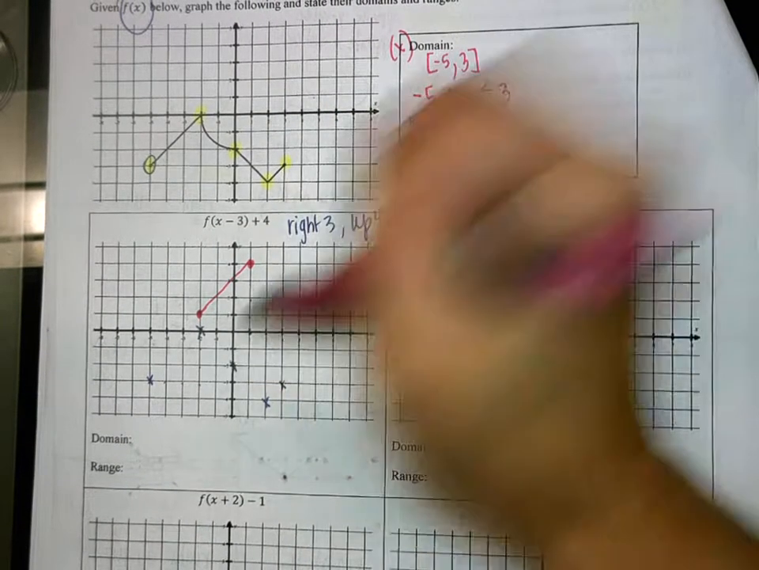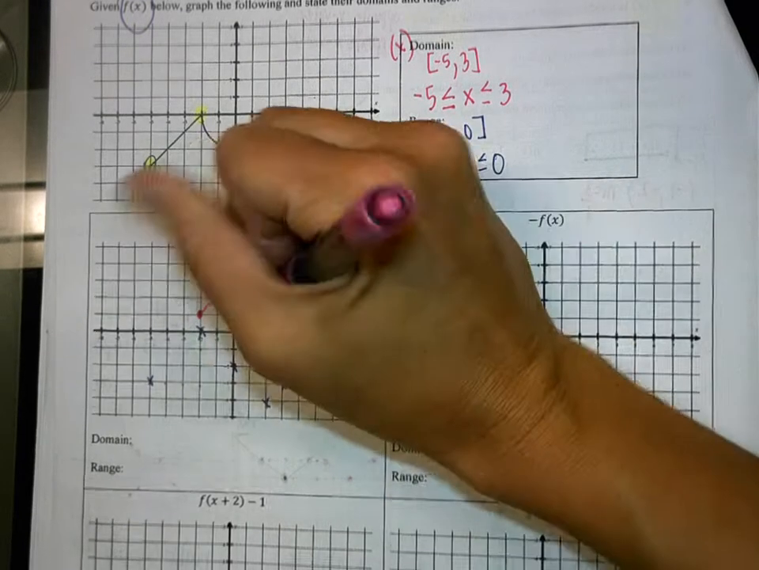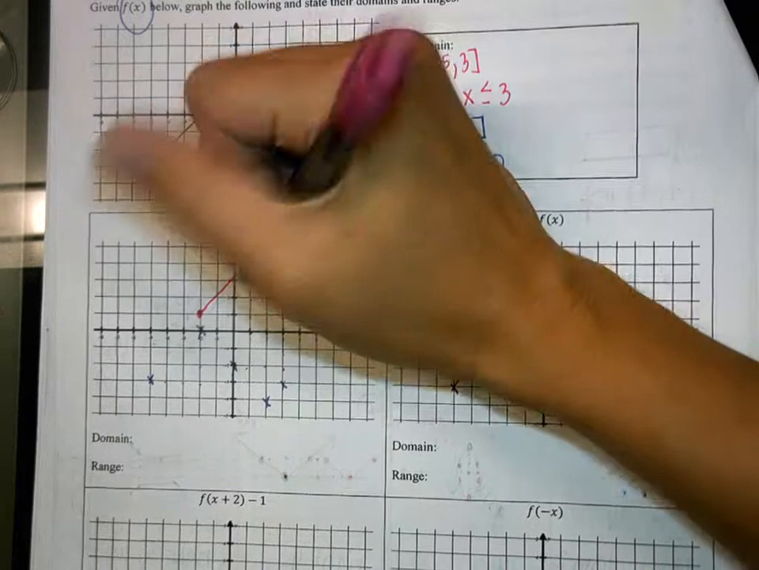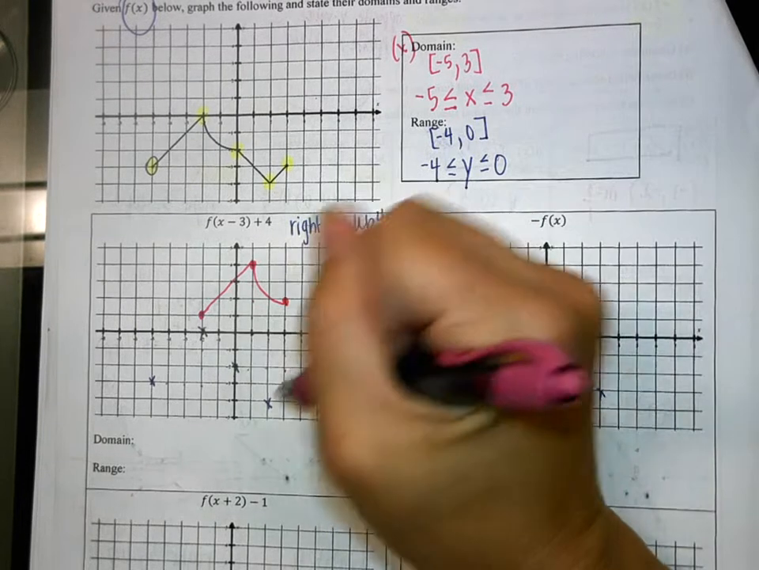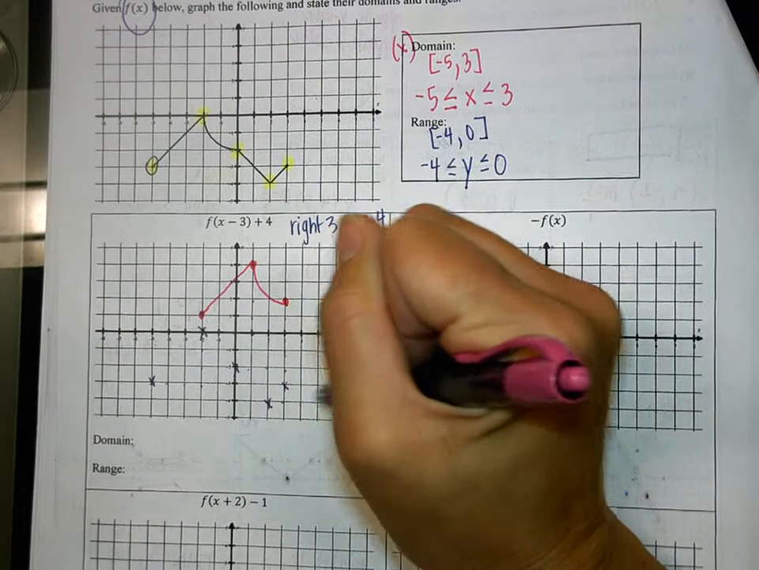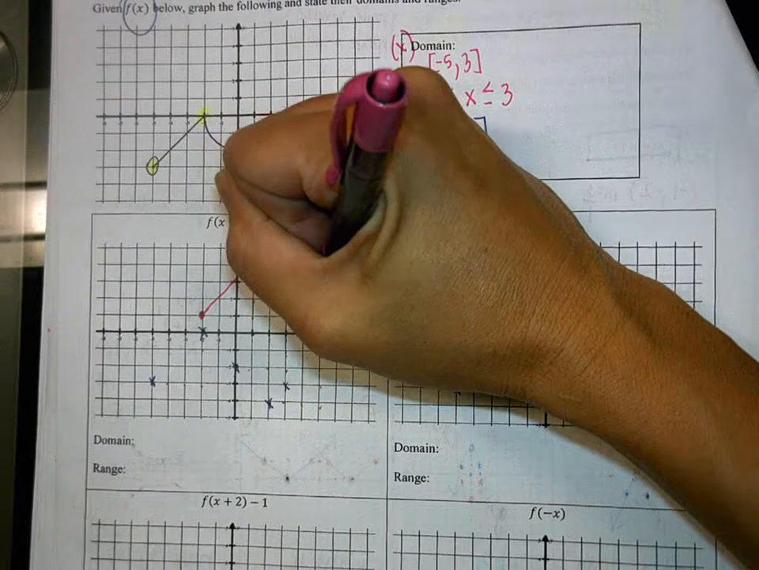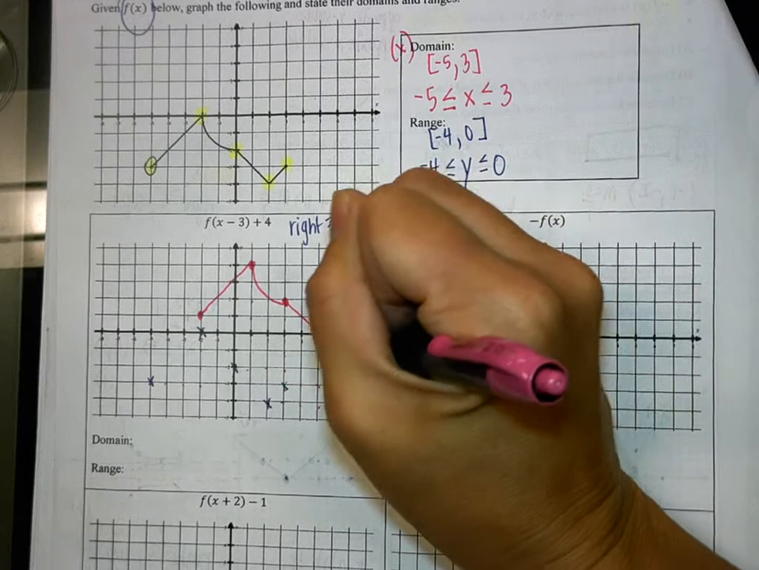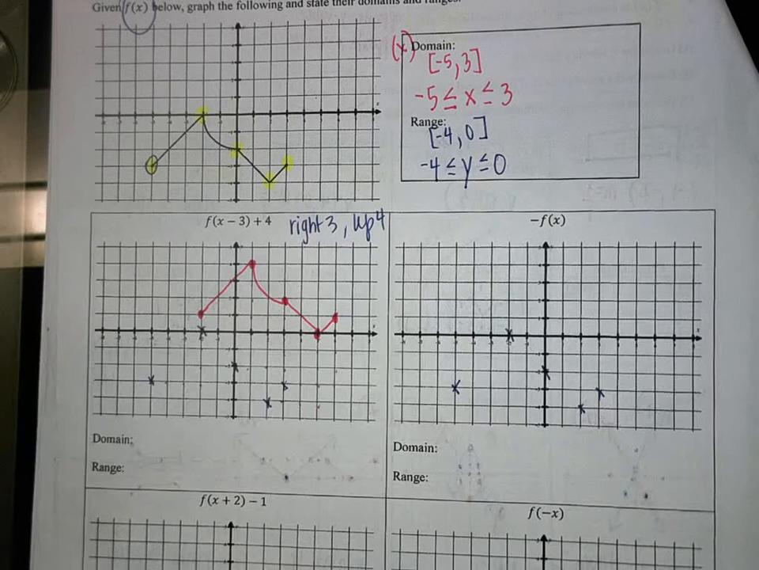So the next one, right 1, 2, 3, up 1, 2, 3, 4. And that one is kind of like a part of a quadratic, so it's just like a little curve there. Then we go right 1, 2, 3, up 1, 2, 3, 4. We have a straight line. And then the last one, right 1, 2, 3, up 1, 2, 3, 4, and draw one. Questions?